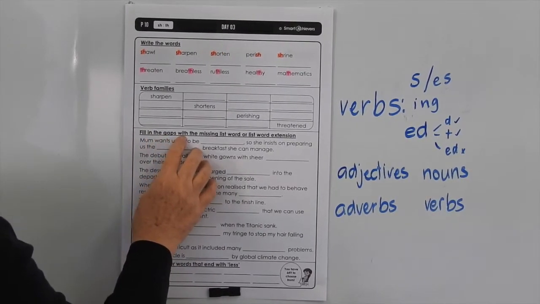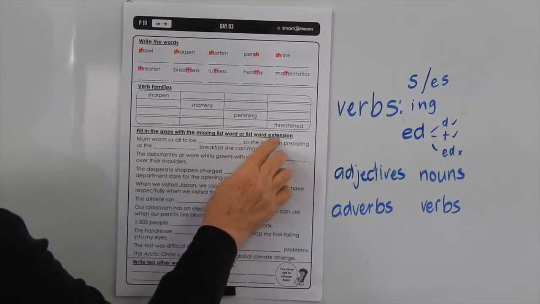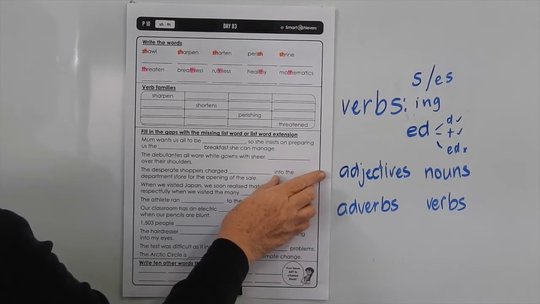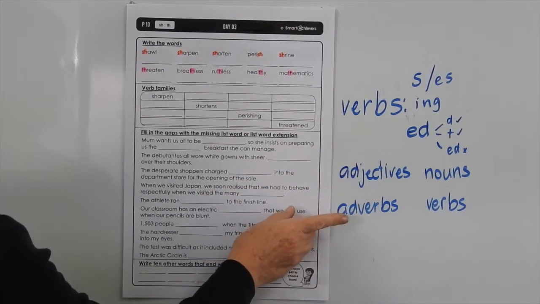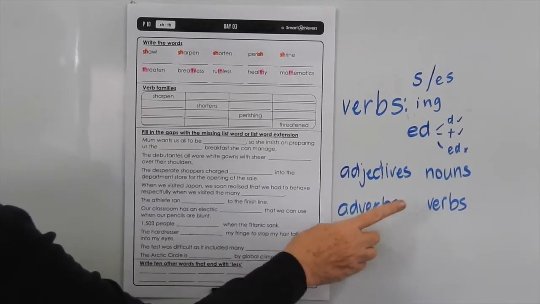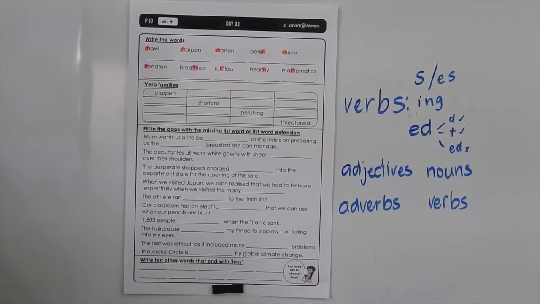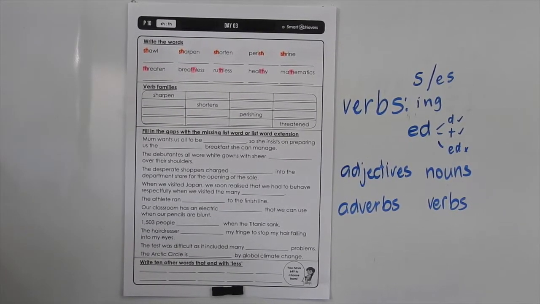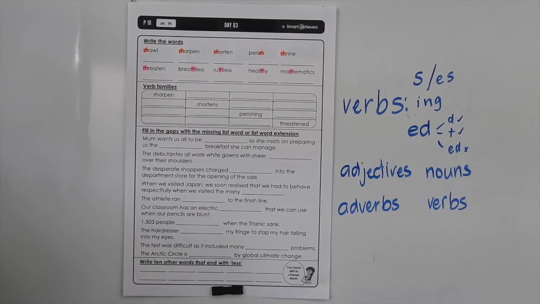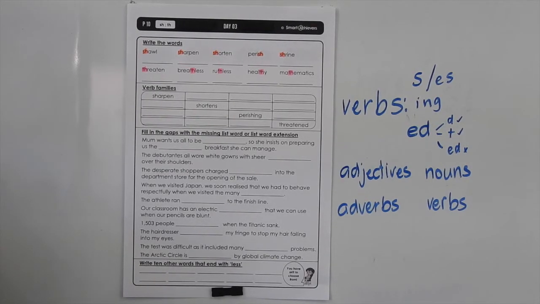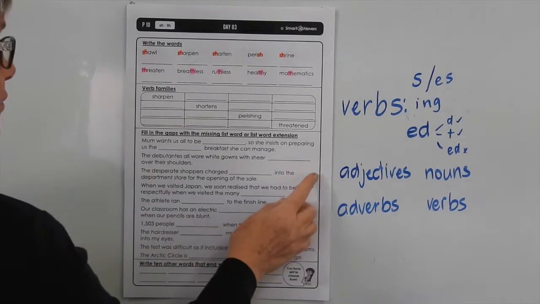Now in this section here, you may need to discuss this within your group. You need to fill in the gaps with the missing list word or list word extension. So you could be changing the words into adjectives, nouns, adverbs or verbs. The nouns could be singular or plural, and the verbs may be in various tenses. So you're going to have to think about some of the things you've done in previous lists that you've learnt about each of those different forms.